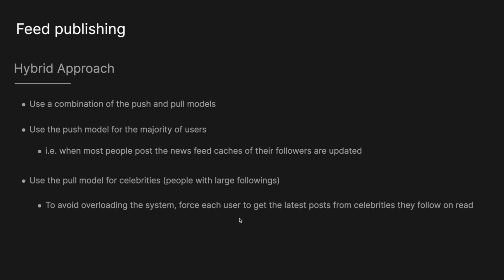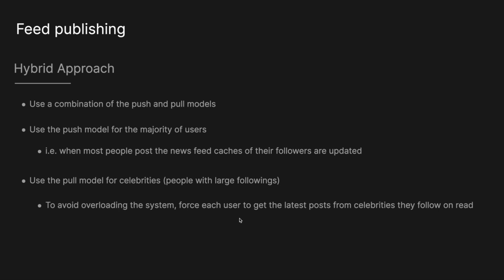So I think one way around this is to use the hybrid approach. So basically in the hybrid approach, as the name suggests, we use a combination of the push and pull models. So we use the push model for the majority of the users, i.e., when most people post, the news feed caches of all their followers are updated. And then simply we want to use the pull model for celebrities, people with large followings.